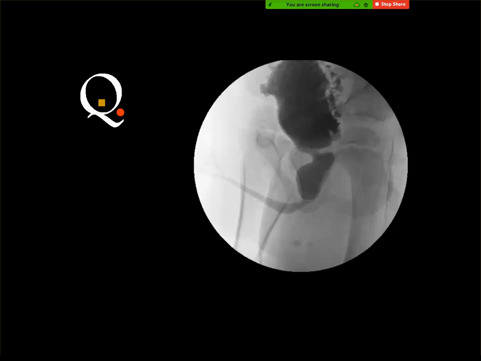Posterior urethral valve. Yes, posterior urethral valve obstruction, with trabeculation of the urinary bladder. Bladder outlet obstruction with trabeculation of the bladder wall and multiple diverticula. This is a classic appearance of posterior urethral valve with bladder neck obstruction or bladder outlet obstruction.